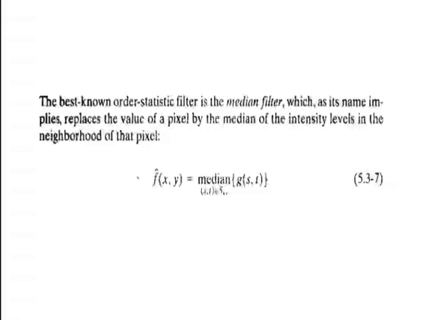Although the median filter is by far the order statistic filter most used in image processing, it is by no means the only one. The median represents the 50th percentile of a ranked set of numbers. For example, using the 100th percentile results in the so-called max filter, given by f̂(x,y) = max over (s,t) in Sxy of g(s,t). This filter is useful for finding the brightest point in an image.